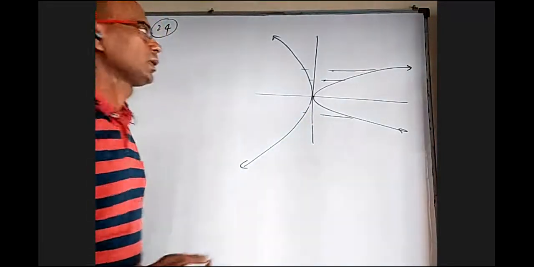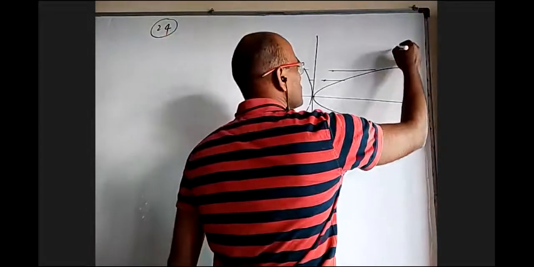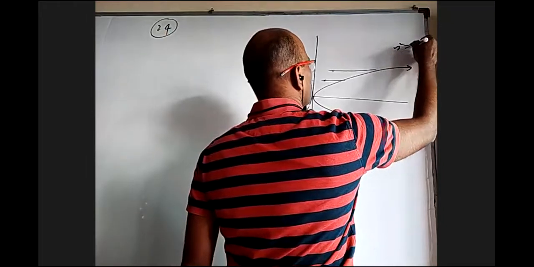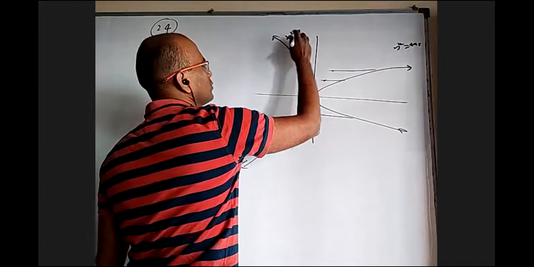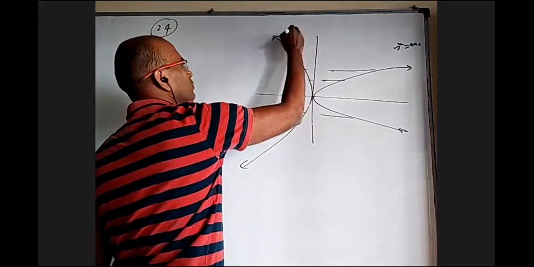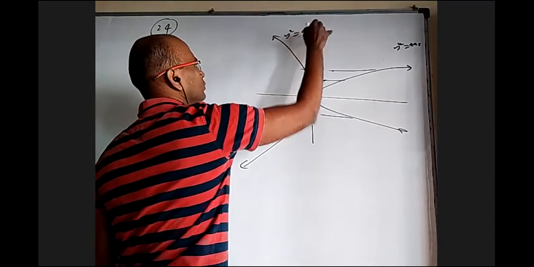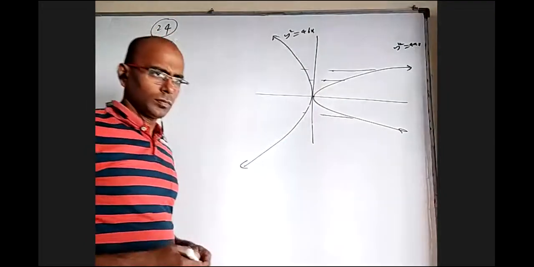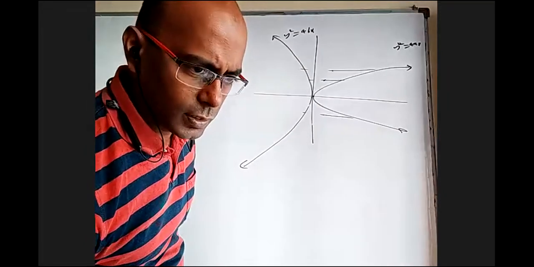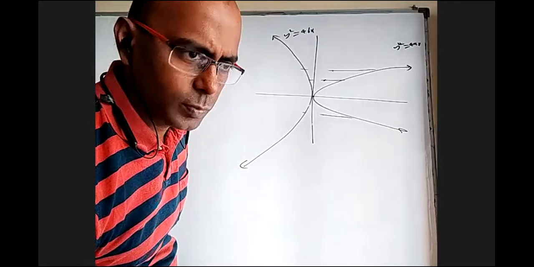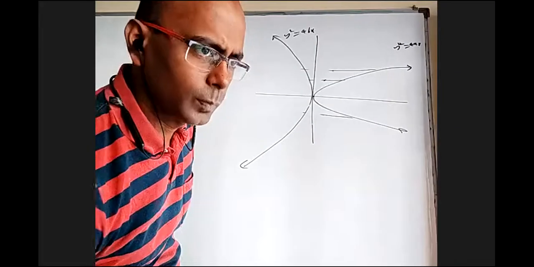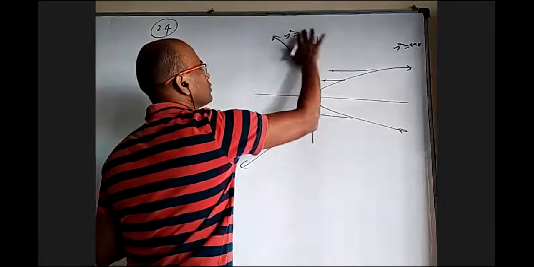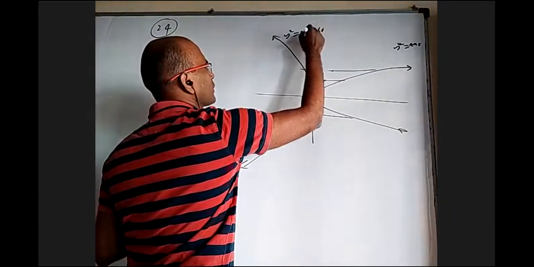This parabola is y square equal to 4ax. This parabola is y square equal to 4bx. They said the lengths of latus rectum are 4a and 4b, so I should take minus 4b. Yeah, 4a and 4b are the lengths only. So I should take this as y square equal to minus 4bx.